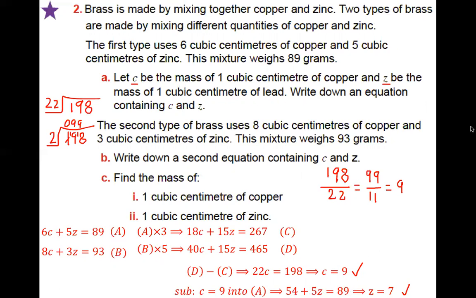Okay, and you can quickly check your answer to make sure it works. So you just sub it into 6 times 9 plus 5 times 7, and that's 89, which is the one that we've just done. And you can check it on the second one.